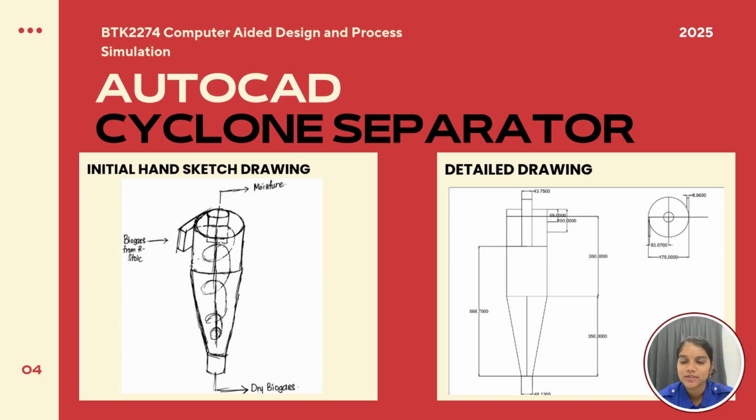Key dimensions, such as the cylinder height, cone height, and inlet diameter, are clearly indicated for construction and analysis purposes. Cyclone separators are widely used in industrial applications for gas-solid separation due to their simplicity and high efficiency. That's all from me.